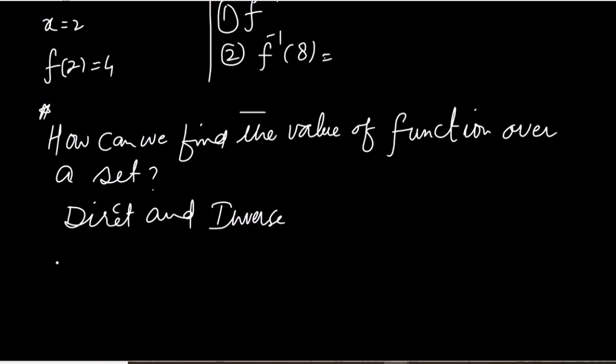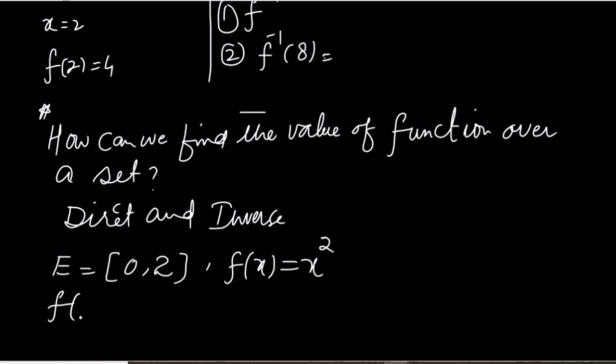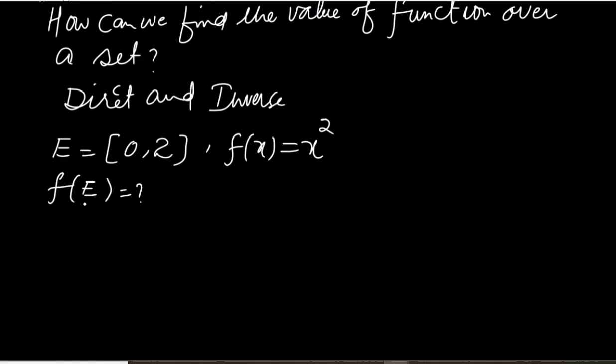Suppose I have a set E is equal to the closed interval 0 to 2. My function is f of x is equal to x square. I just want to find f of E. How will we find this? Firstly, f of E, this is not a single value. This represents a set. This is the first concept.